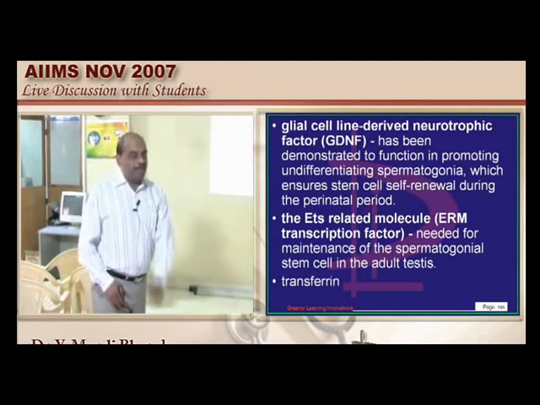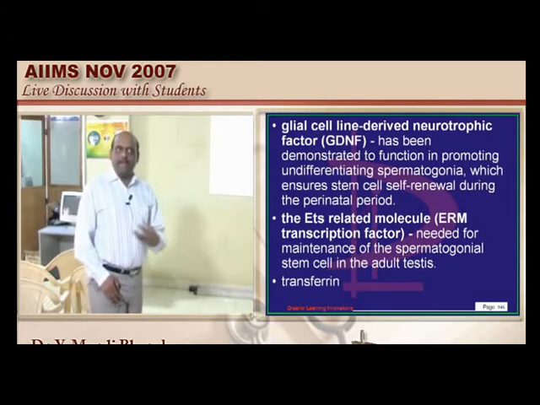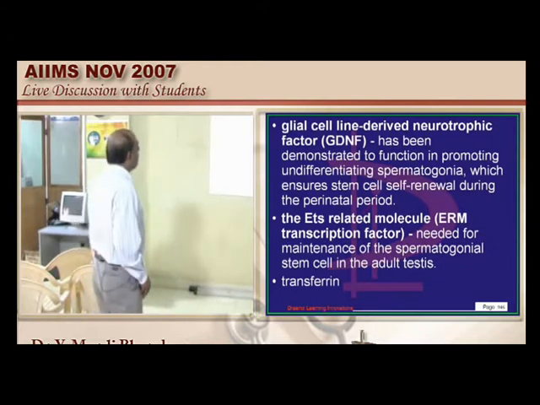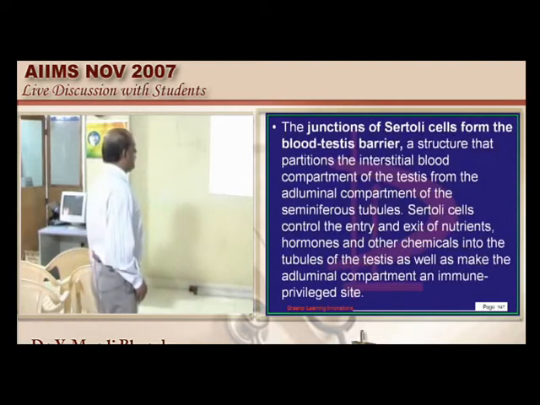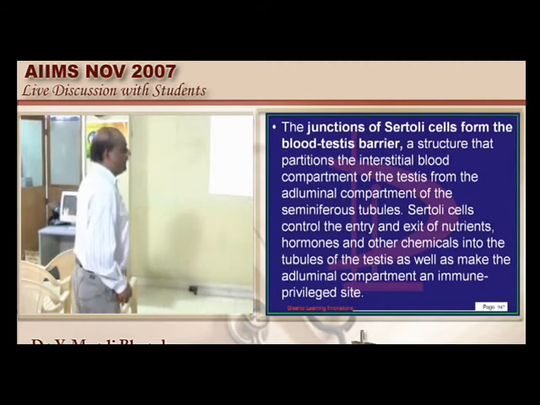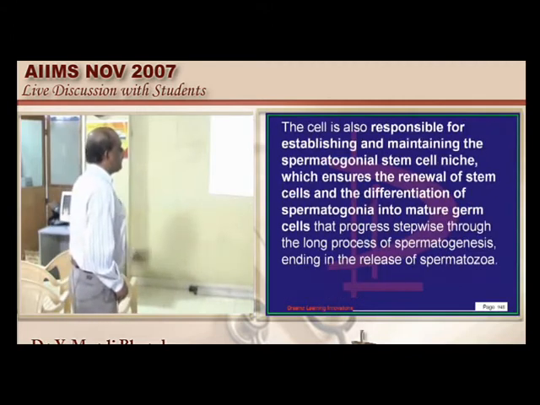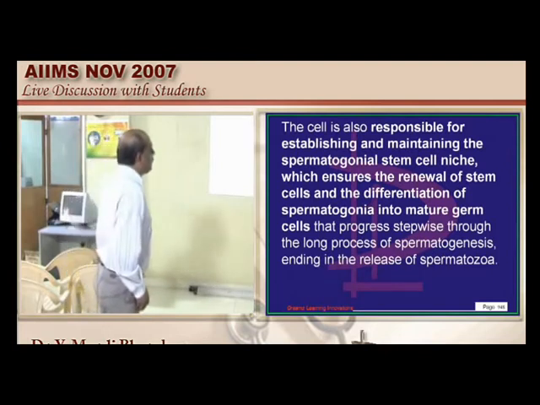But a very common question is, we have a blood-brain barrier, an alveolar capillary barrier. Is there also any blood testis barrier? It is the junctions of the Sertoli cells which contribute to it, is what needs to be basically remembered. Similarly, they also provide the maintenance for the spermatogonial stem cell niche and help in the differentiation process.